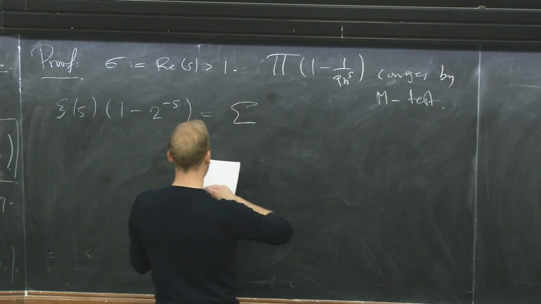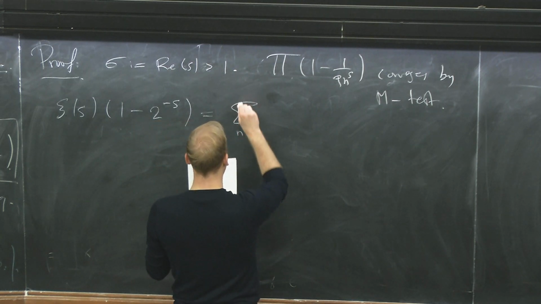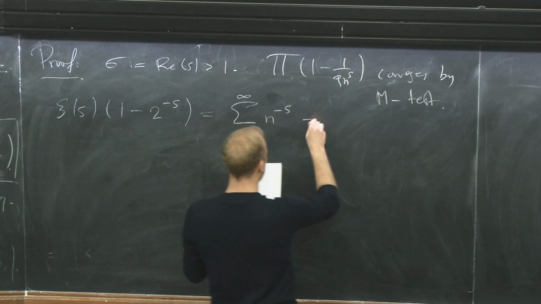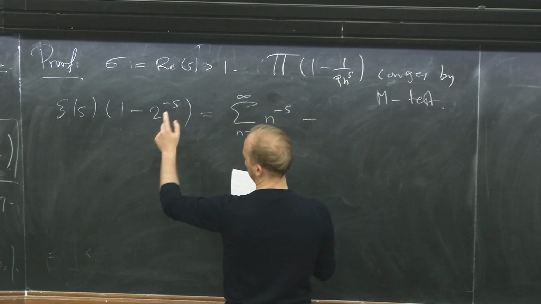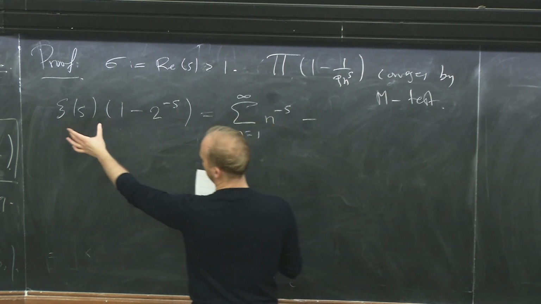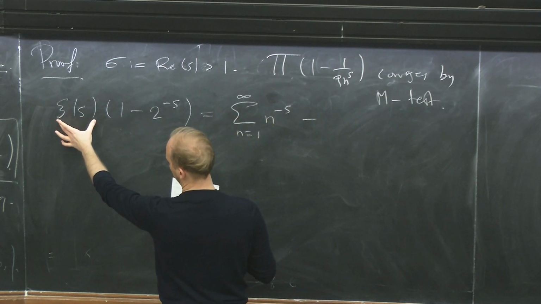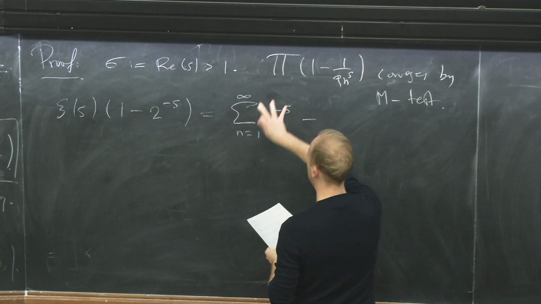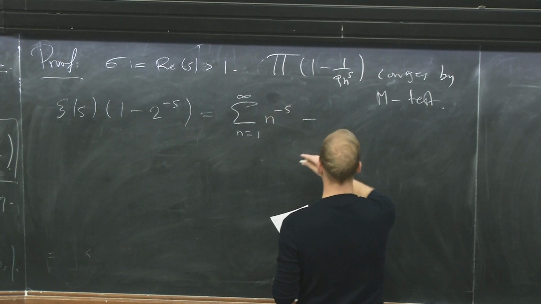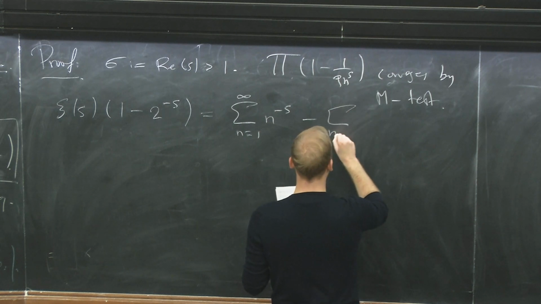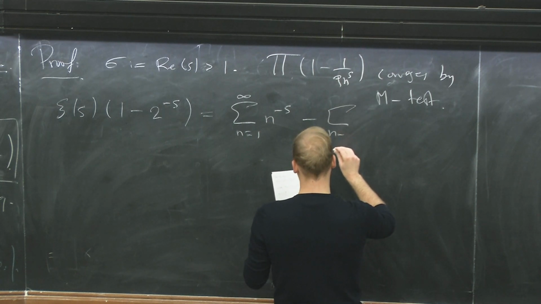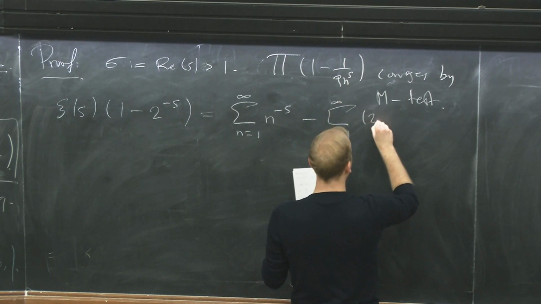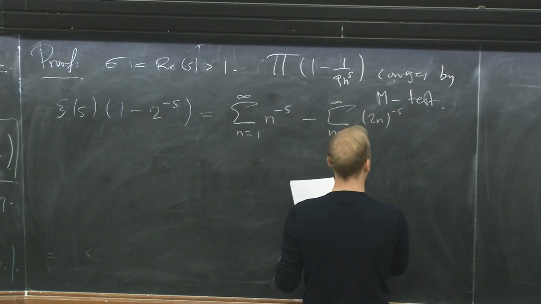So this is equal to the sum from n equals 1 to infinity of n to the minus s. But then I have a power of 2 as well. The definition of zeta is the sum of 1 over n to the power s. And then I multiply by this, so I get times 1, exactly the zeta function, minus the sum over n equals 1 to infinity of 2n to the power minus s.